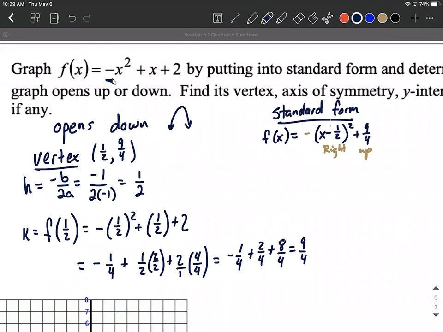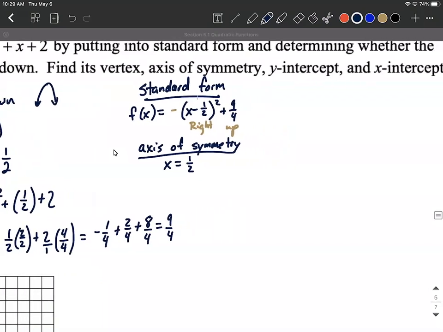Okay, next piece of information we can go ahead and pick is the axis of symmetry. All right, the axis of symmetry is a vertical line that cuts right through the very middle of our parabola. Since it cuts right through the middle, it's going to cut right through the vertex, and vertical lines have all the exact same x values for the points on them. So it's going to have the exact same x value as our vertex over here. So the axis of symmetry is just x equals 1/2.